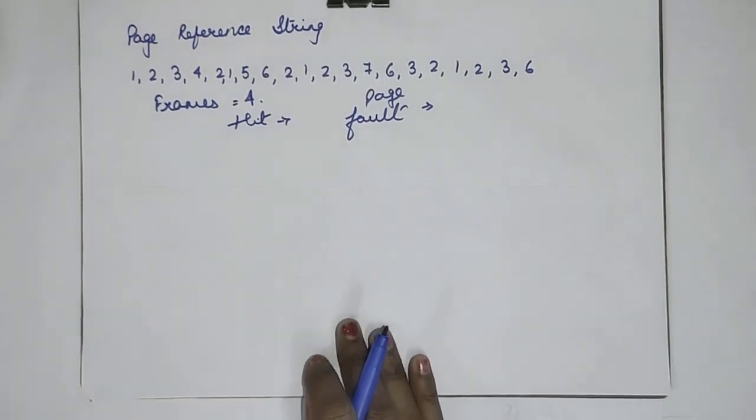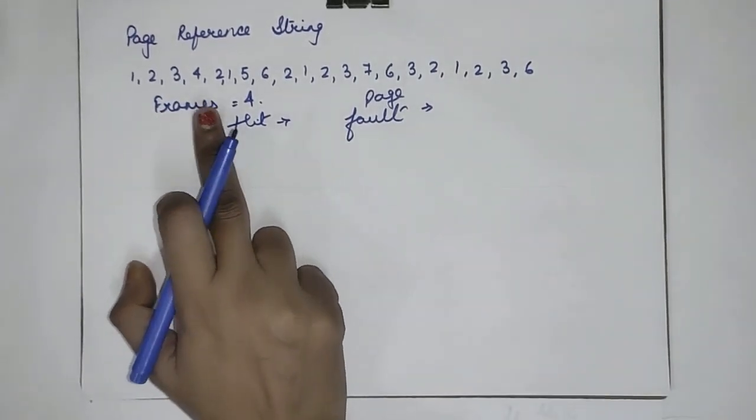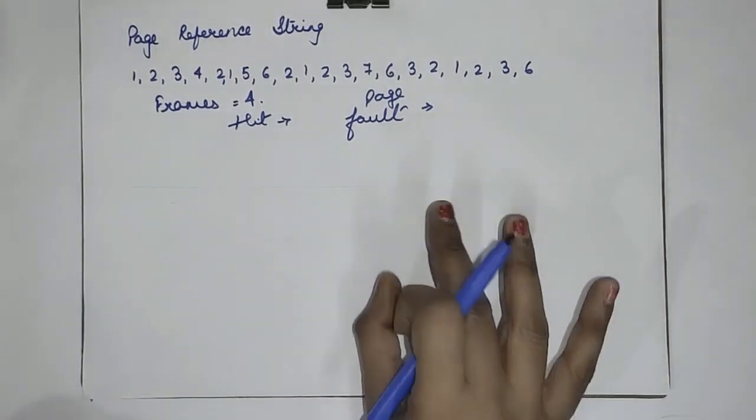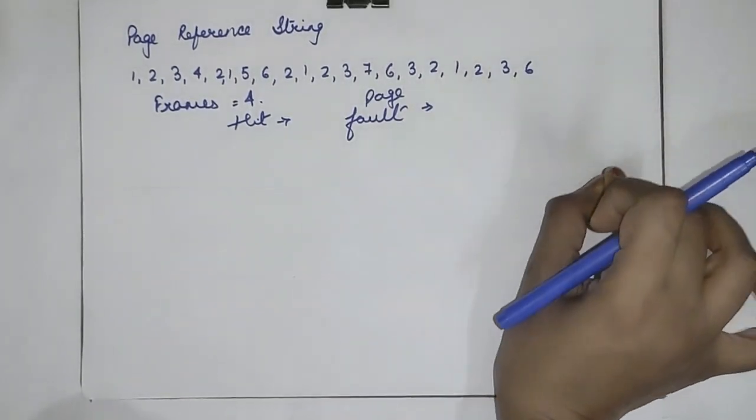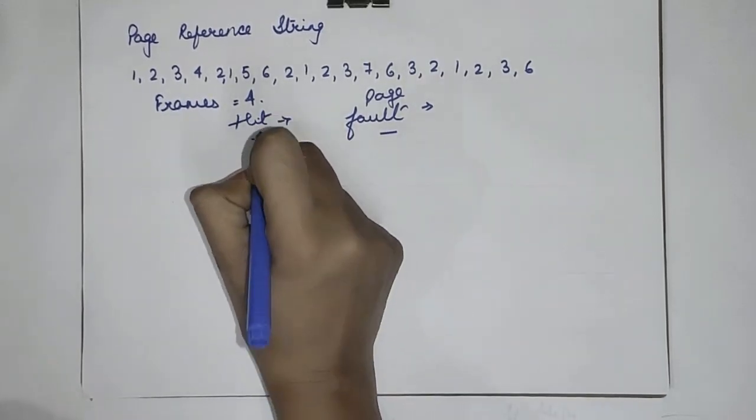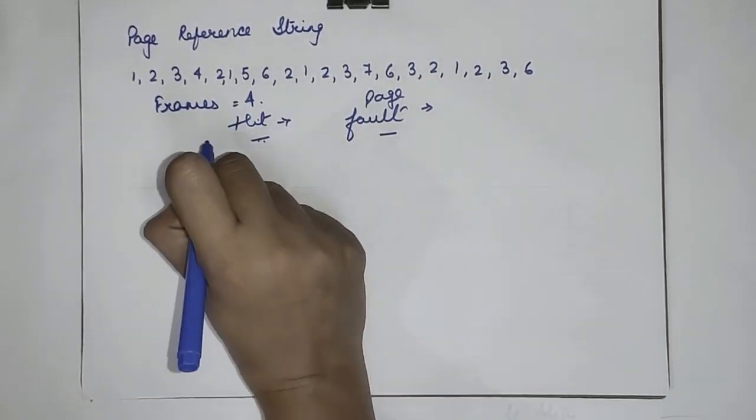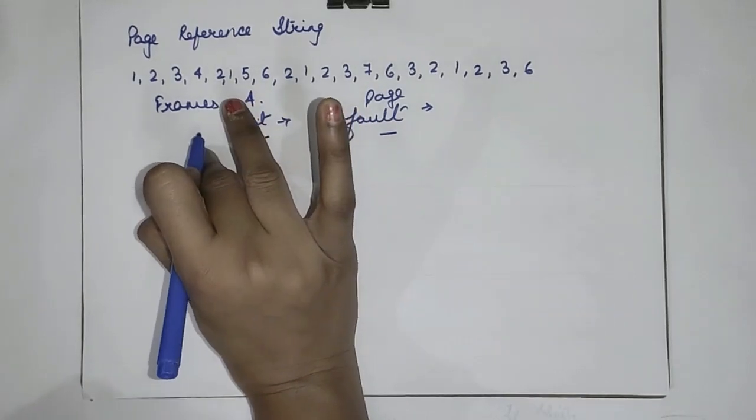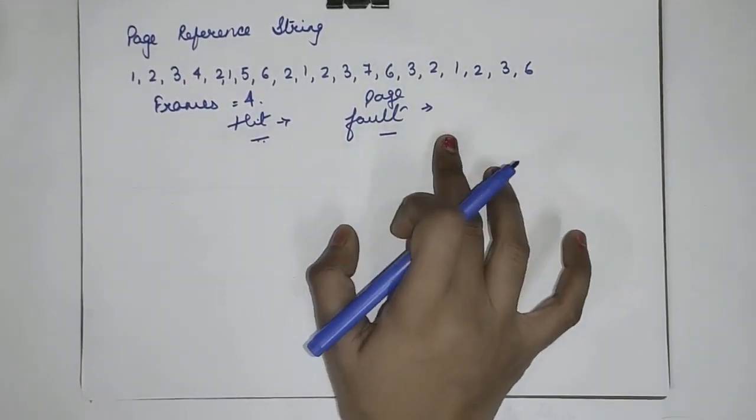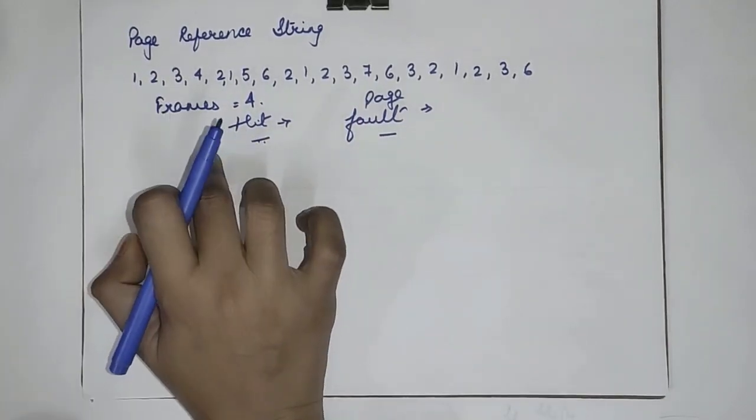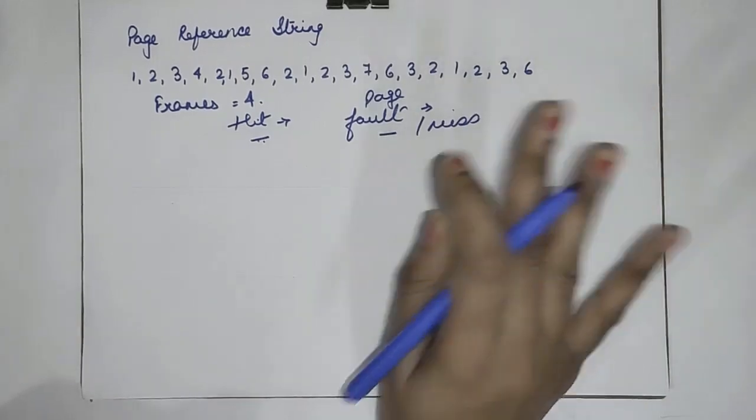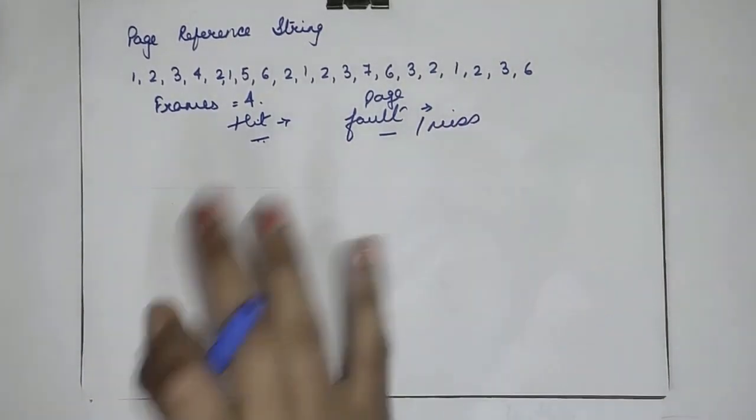So what is a page fault? If the page which is required is not present in the memory, then we say that we have a page fault. So these two words are very important. One is your page hit. If the page which is required is present in the frame or in the memory, then we say that we have got a page hit. Otherwise, if the page is not present in the memory, then it is called a page fault or a miss. So we have to find the number of page faults.